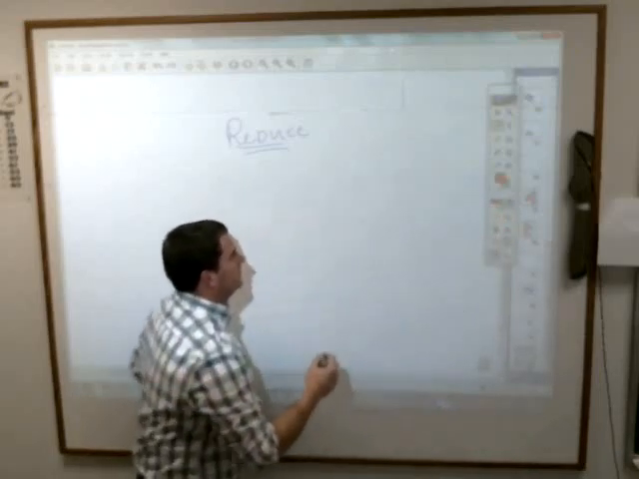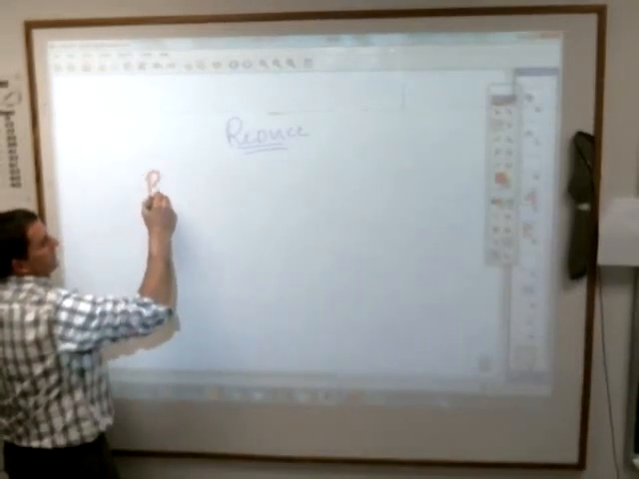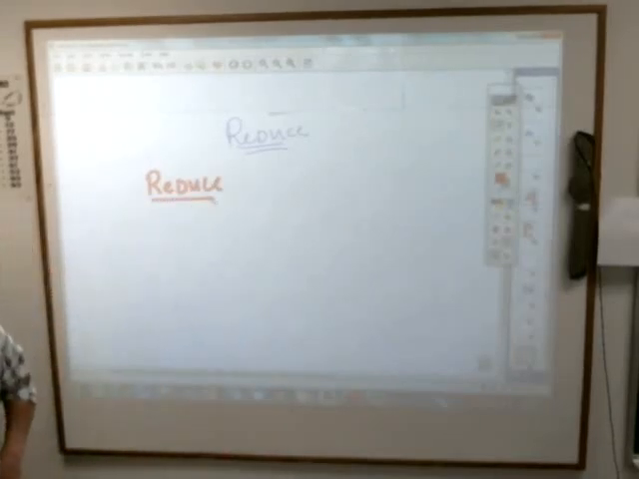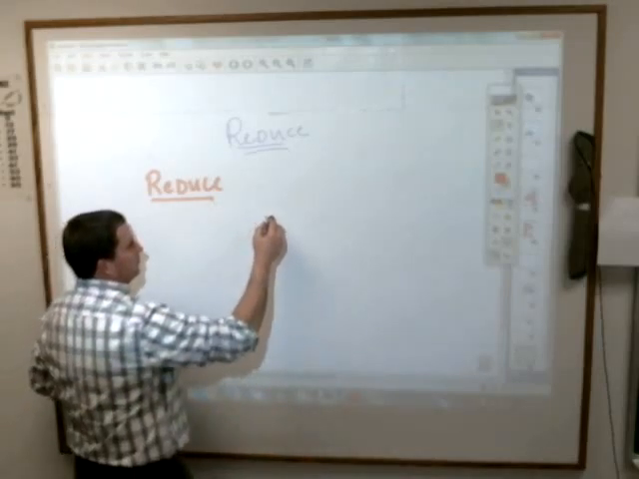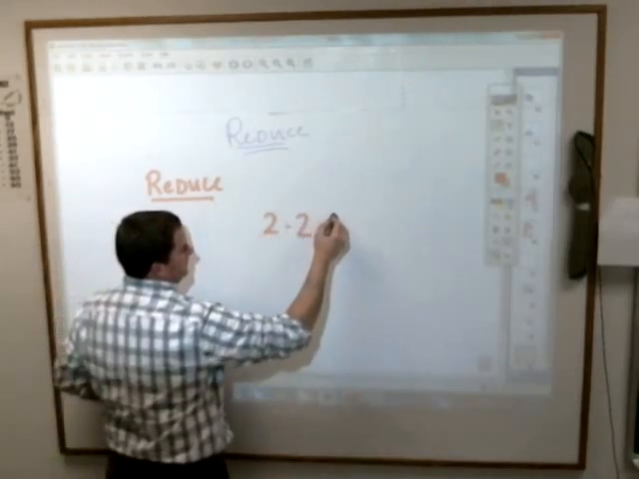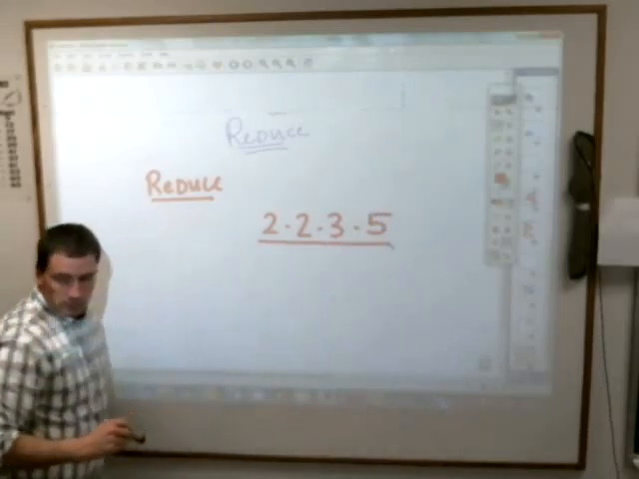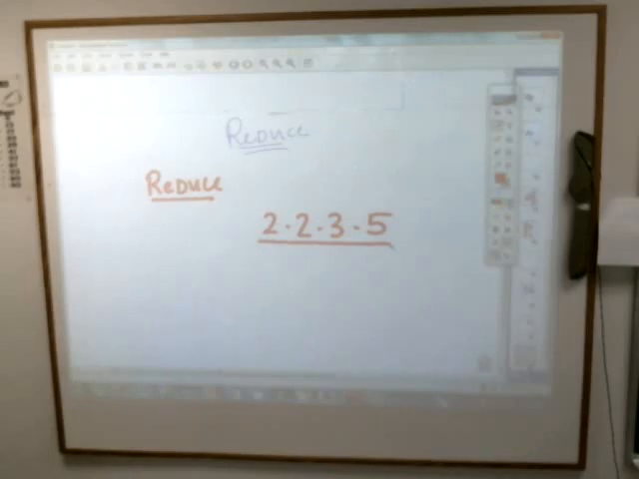I think we've actually talked about it. Here's an example: reduce. And they'll give you something that looks like this: 2 times 3 times 2 times 2 times 3 times 5 over 2 times 2 times 3.